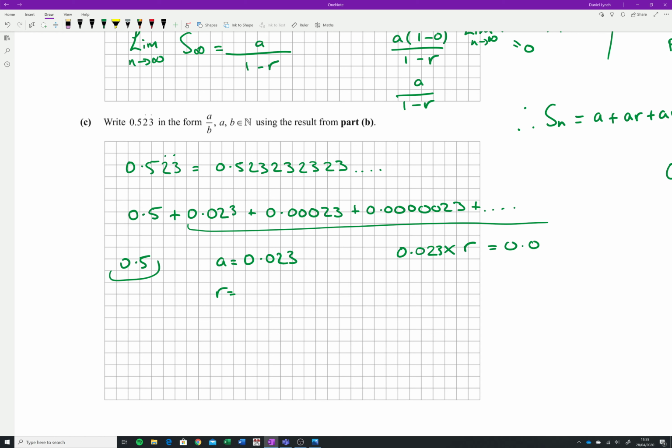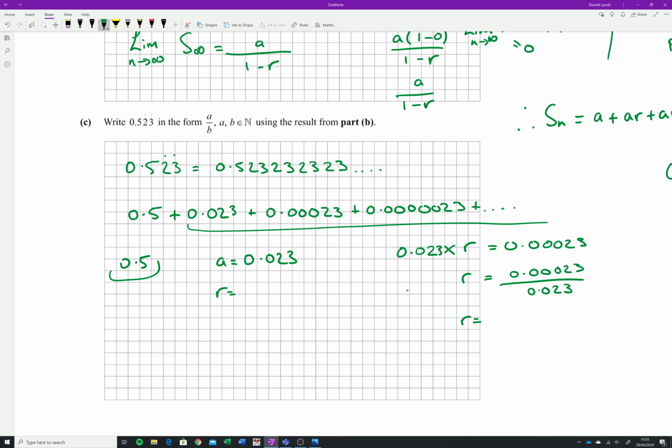0, 0, 2, 3, 0, 0, 2, 3. Okay, so there you can see that you just divide 0.0023 over 0.023. So you just take any particular one, divide by the previous one. That'll give you what the common ratio is right there. Okay, so if you want to, you could think of it as, I'm going to multiply top and bottom by a particular number.